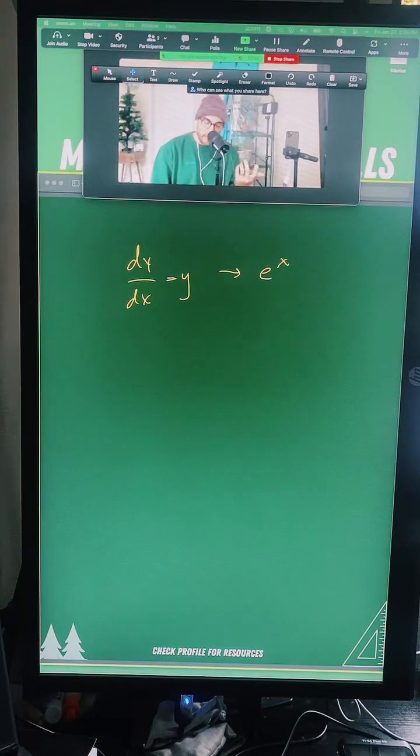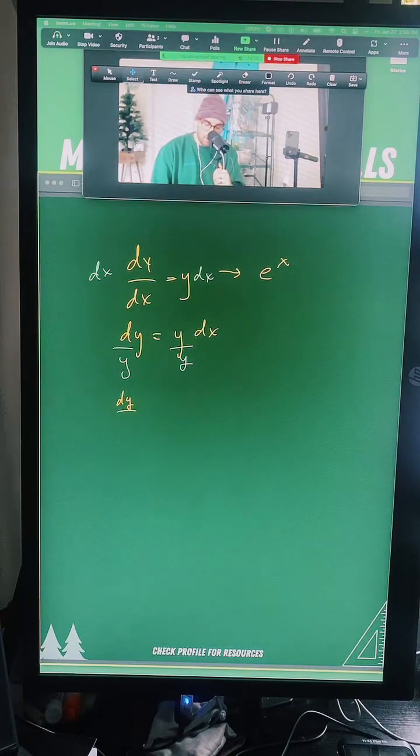The reason being is because when we start this off, when we're trying to solve this, we're going to do something called separation of variables. So we're going to multiply the dx to the other side. And now I have dy equals y dx. On the left side, I still have a y and a dx, but I'm going to divide the y to the other side. And look what we have. We have dy over y is equal to dx. And now the beautiful thing about this is that we can integrate both sides.